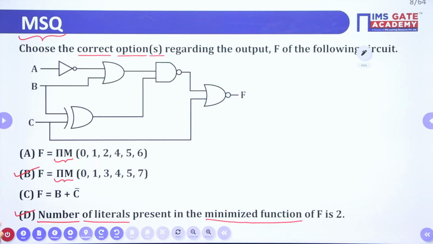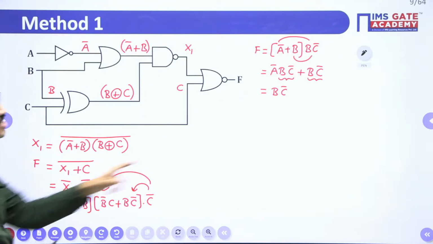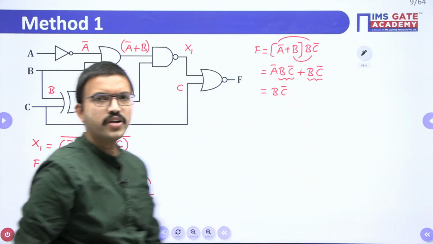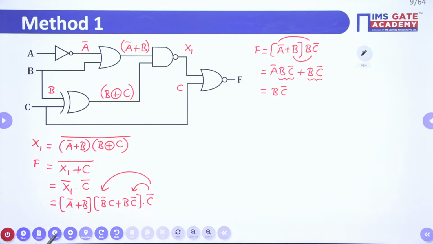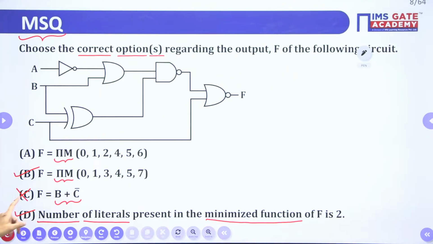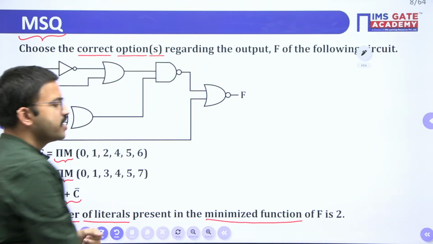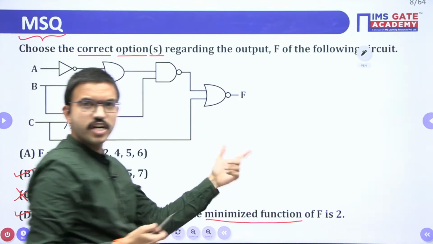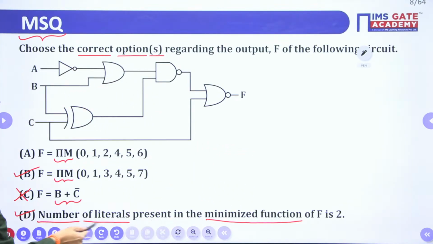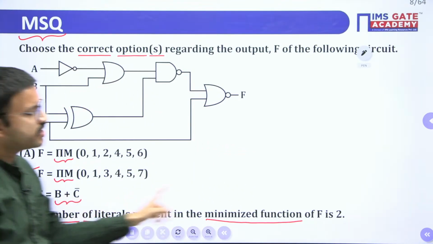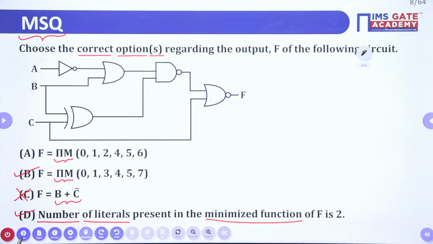Just observe here, in option C they have given B plus C bar, which is not equivalent to this function B into C bar. So in this way we have eliminated option C. Now regarding option D, what they are asking is: in the minimized function we just got, how many literals are you having? They have given the answer as 2.